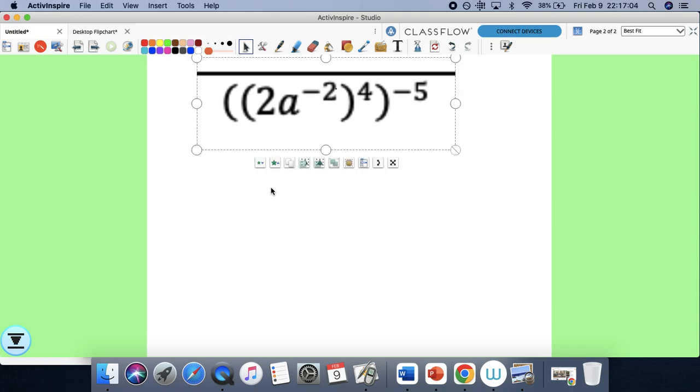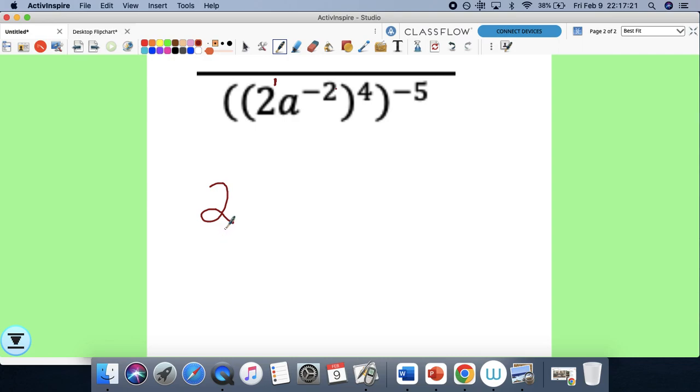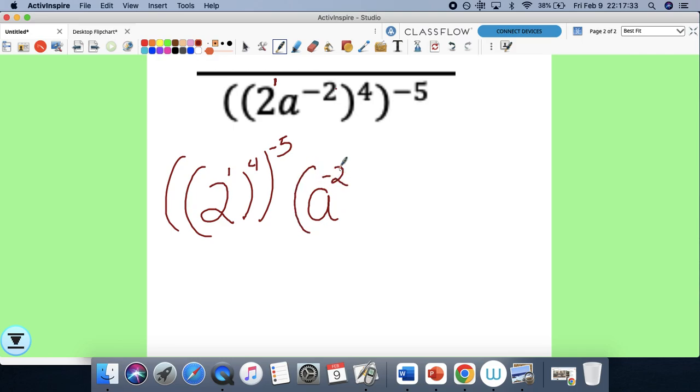So now, this one, and hopefully you'll write a 1 over here. Right, so it's a power to a power to a power. So 1 times the 4 times negative 5. And then negative 2 to the 4. So imagine, let's do the 2 separately. So 2 has a power of 1, who's being raised to the 4th power, and then raised to the negative 5th power. The A is currently to the negative second power, who is raised to the 4th, and then who's going to be raised to the negative 5th. So all I did was separate these two.